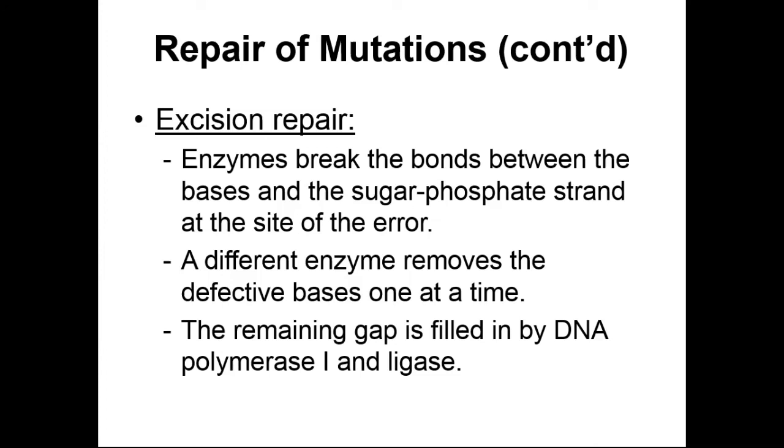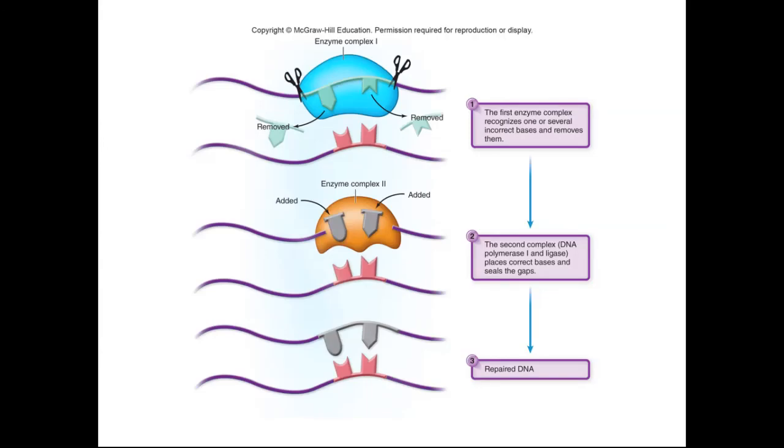DNA polymerase 1 is involved with this excision repair, and ligase is an enzyme that will catalyze the formation of a covalent bond between the phosphate and the deoxyribose sugar in the DNA backbone. So, let's say here's a mutation that's occurred. We're going to cut out this mutation from the piece of DNA, and then we're going to insert the correct nucleotides and then patch them in place.